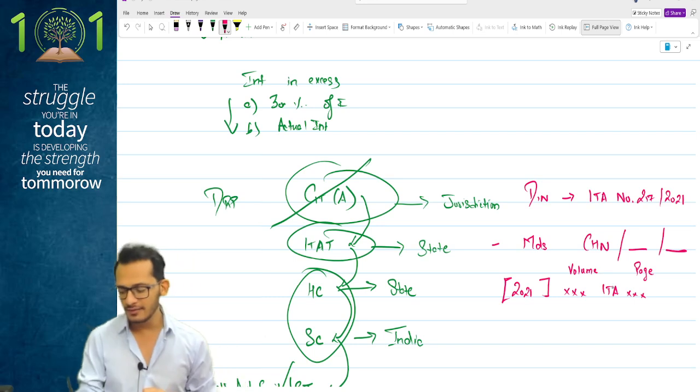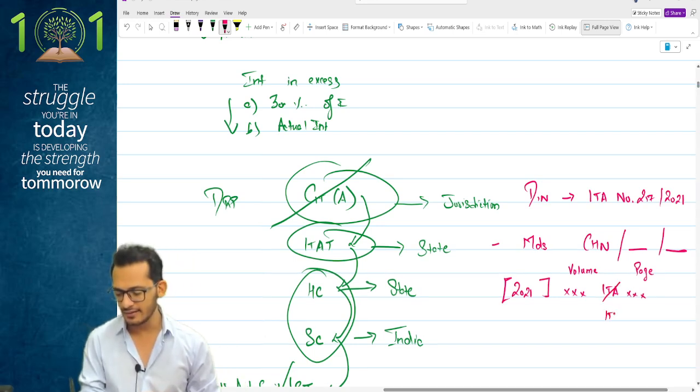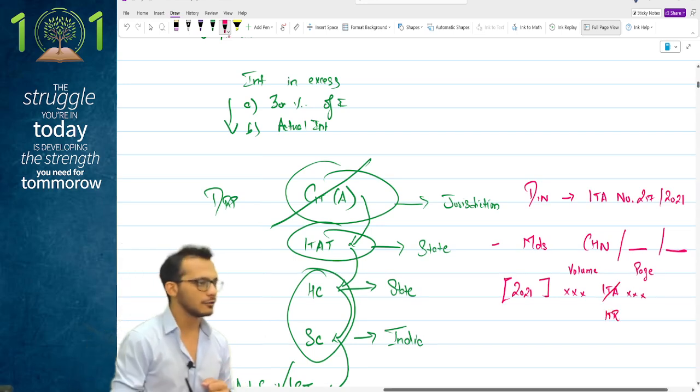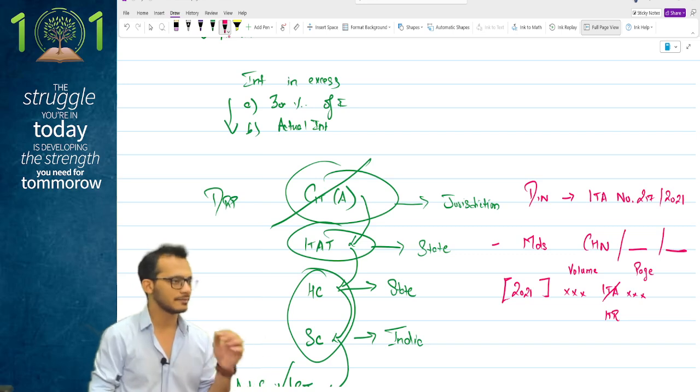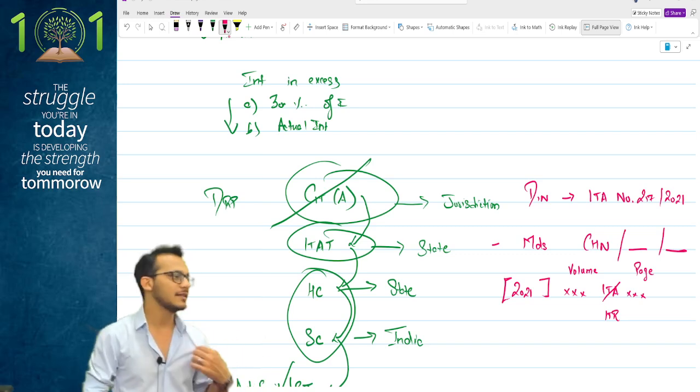Sometimes it is also noticed that it is not given as ITA. It is called ITR also. Yes, it can be ITA or ITR. It's not income tax return. It is income tax reference. Yes or no?